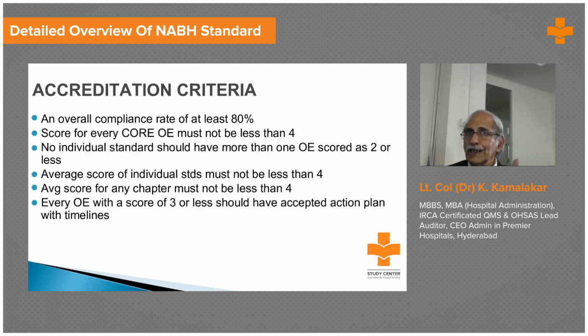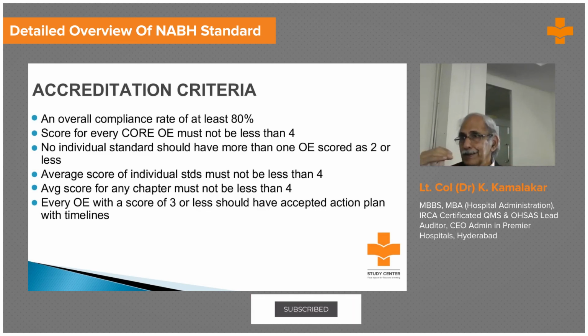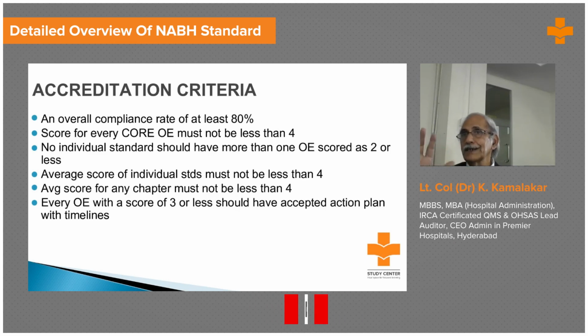Now, how does an organization get a score? Here also, my theme is that there should be continuous quality improvement. When NABH 4th edition standards were implemented in the hospitals, the compliance required for declaring an organization having passed the accreditation test and giving the accreditation certificate was only 70%. But now they have raised the bar to 80%. They said an overall compliance rate of at least 80% should be there.